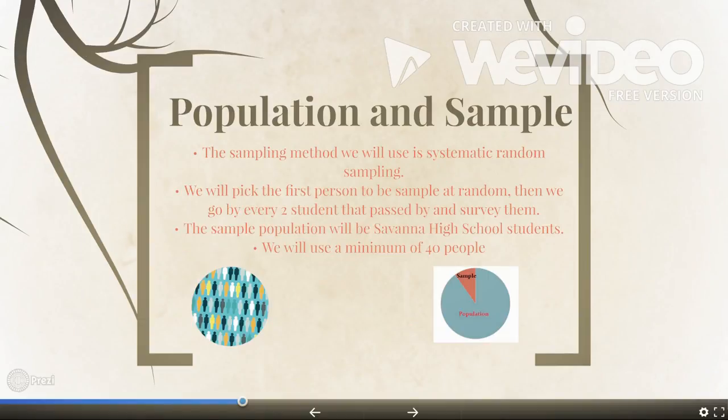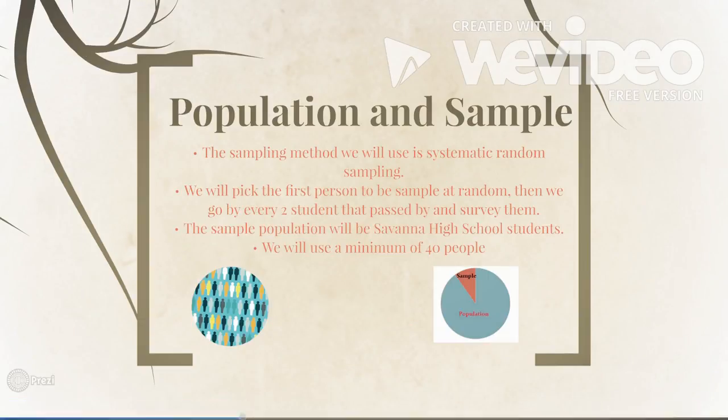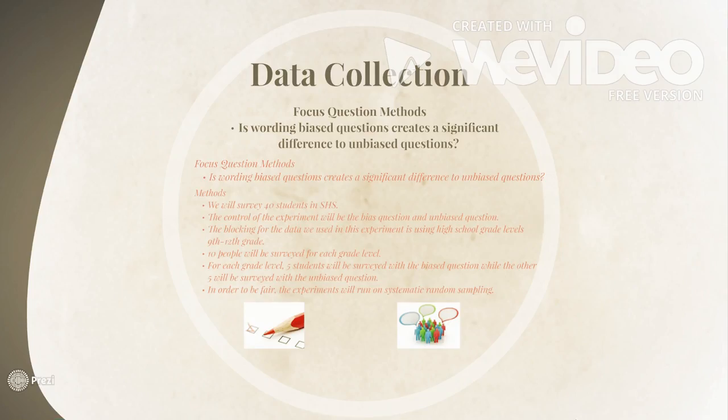For our population example, the method of randomizing the students will be systematic random sampling. How we're going to do it is that every other 2 students will be surveyed. The sample population should be at Savannah High School since our subjects are students, and the number of subjects we will survey is 40 students. In our data collection, we decided to focus on wording bias to make a significance in our data.